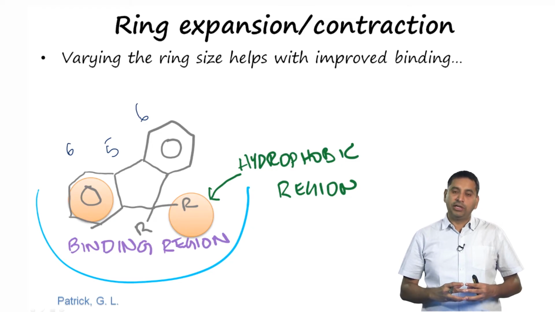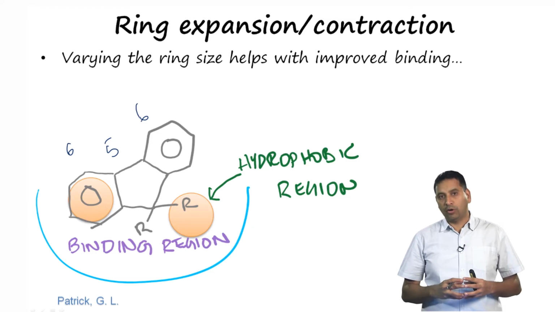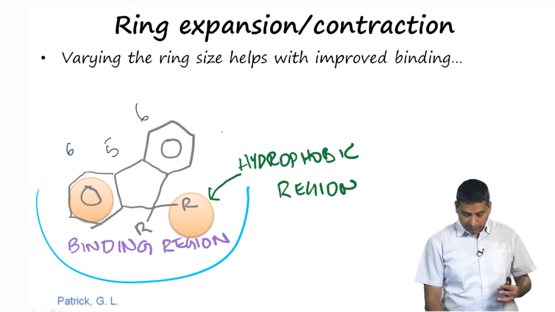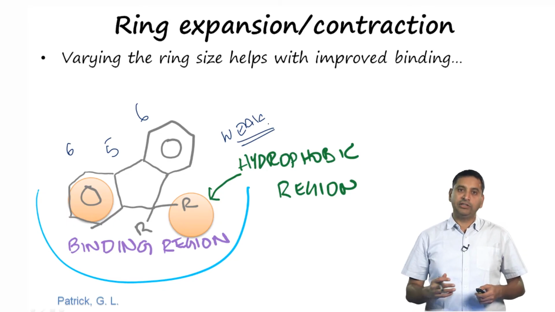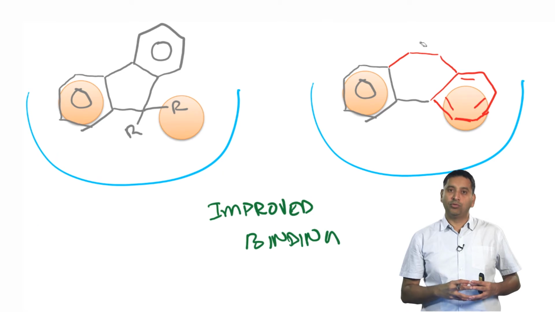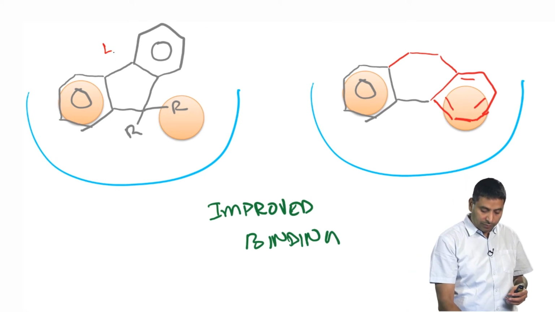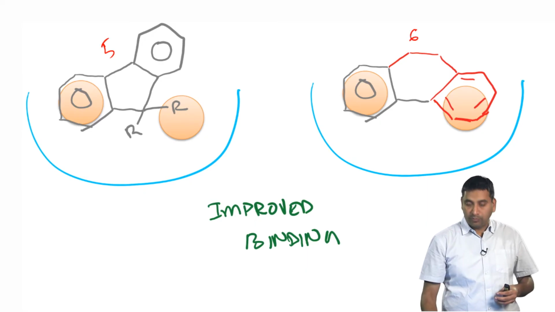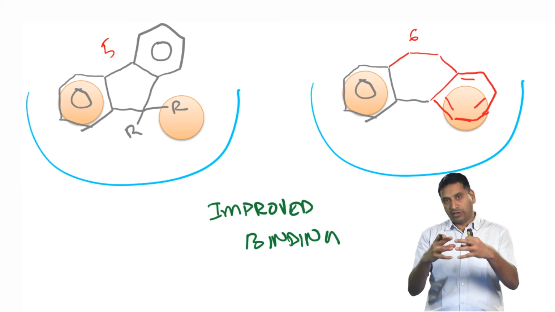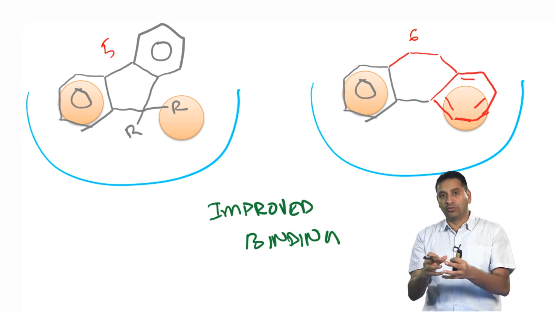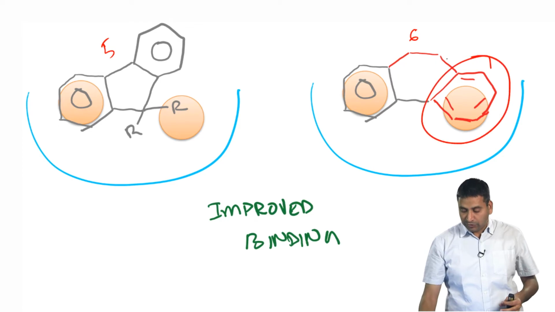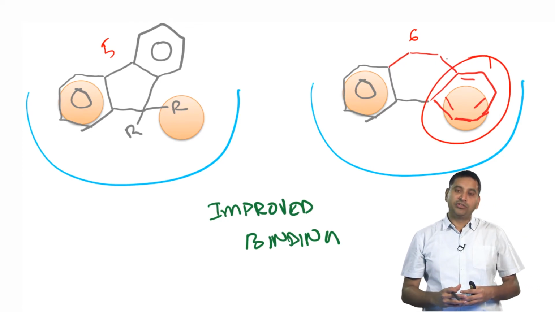So there is a hydrophobic region present in the binding pocket in which there is a weak interaction. Okay. So one strategy that we could employ is to improve this binding by changing the ring size in order to improve the binding efficacy. So when we move from a 5-membered ring to a 6-membered ring, what we are doing here is changing the orientation in which the ring interacts with this hydrophobic region so that it improves the binding efficacy. So therefore, this might be a good strategy to employ.